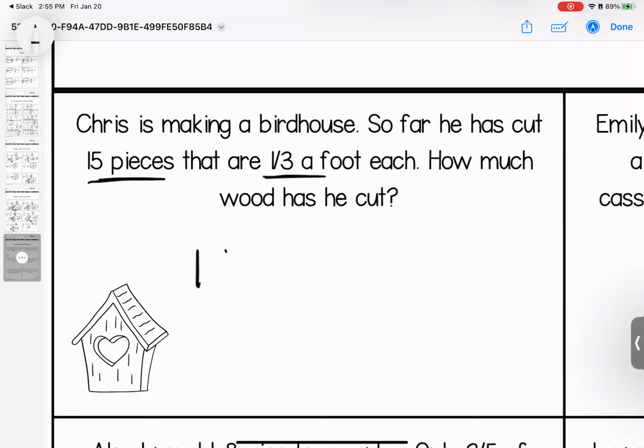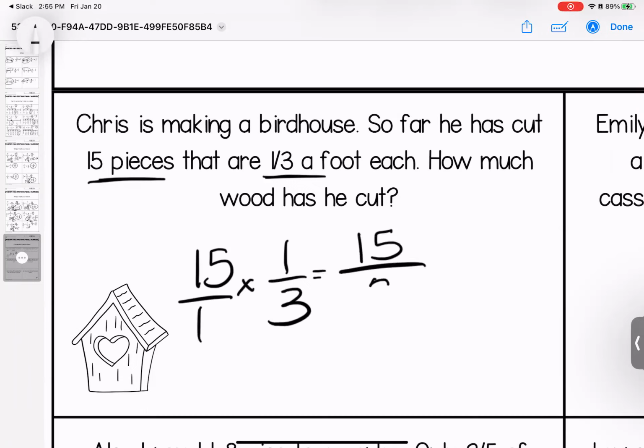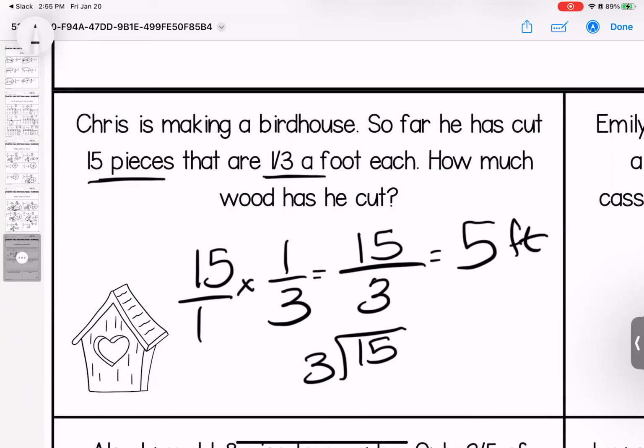So we have 15 pieces. Each is 1/3. We're going to multiply across. 15 times 1 is 15. 1 times 3 is 3. Divide to simplify. This is the same as 5. And it's going to be 5 feet.